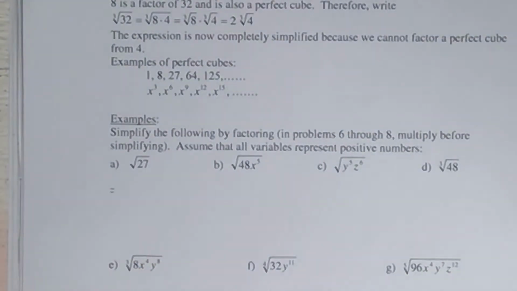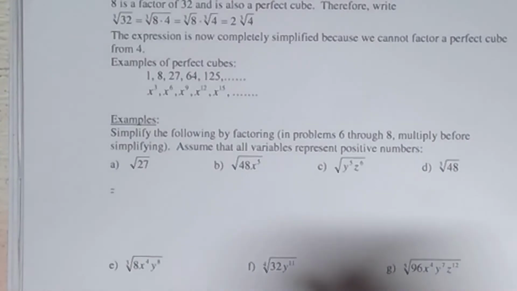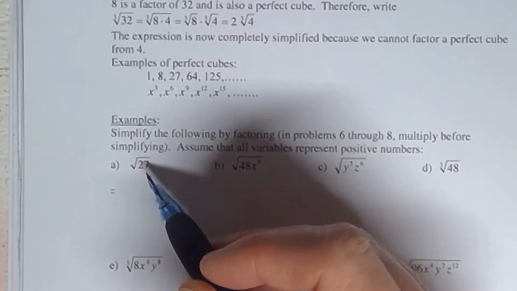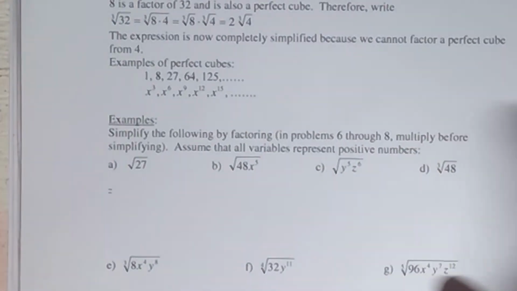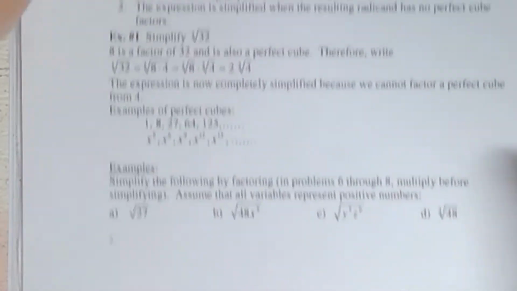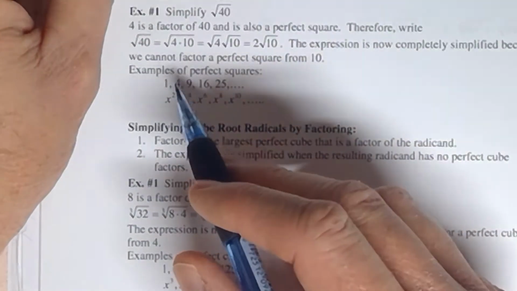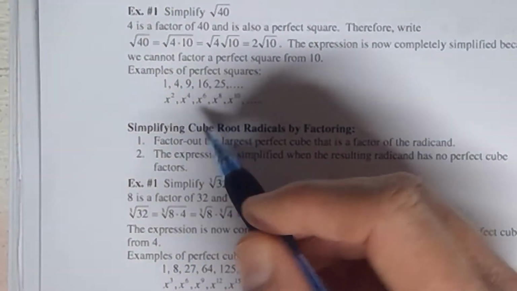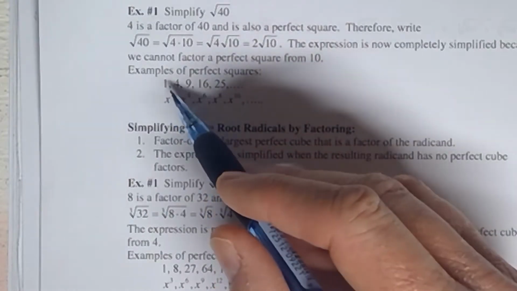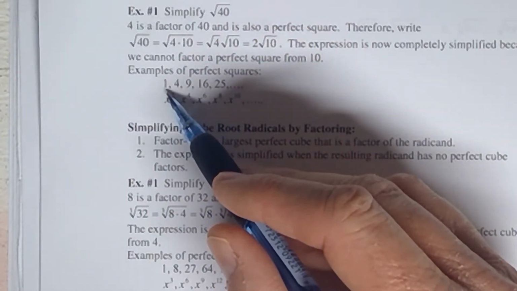So in this first problem here, here's what you do. Again, we don't care about what the square root of 27 is, but here's what we do. We take a look at our list up here, and we look at that and we say, okay, is 1 a factor of 40? Is 1 a factor of 27, which is the number?